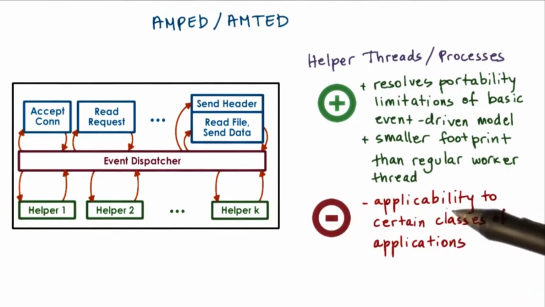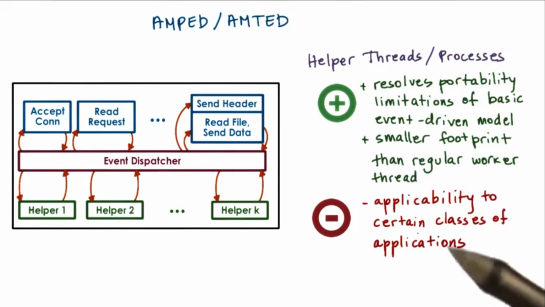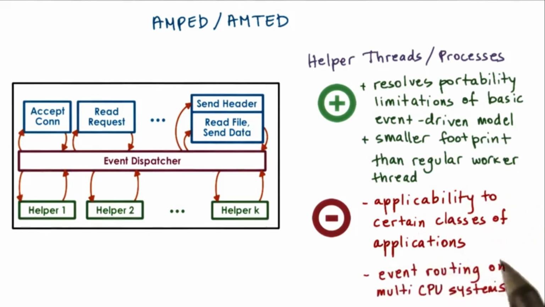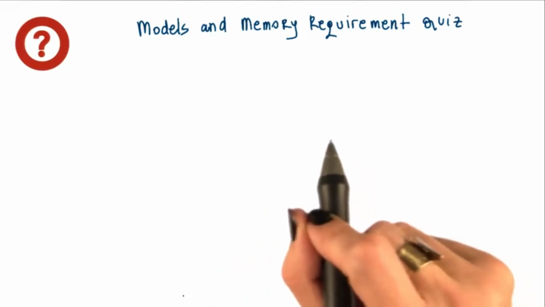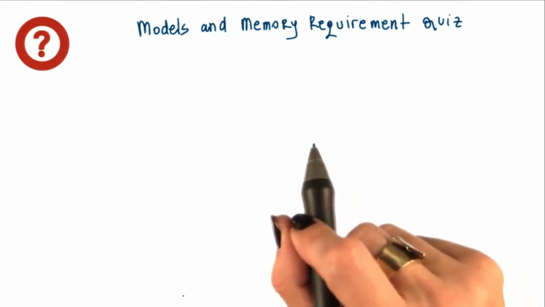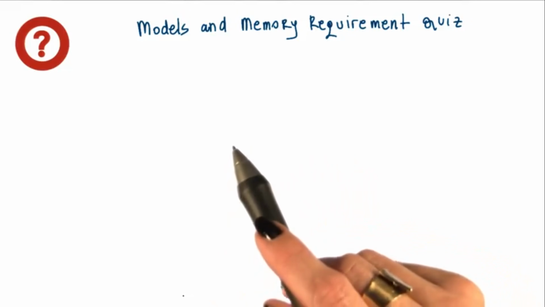The downside is that although it works well with server-type applications, it is not necessarily as generally applicable to arbitrary applications. In addition, there are also some complexities with the routing of events in multi-CPU systems. Here is a quick quiz analyzing the memory requirements of the three concurrency models we talked about so far.